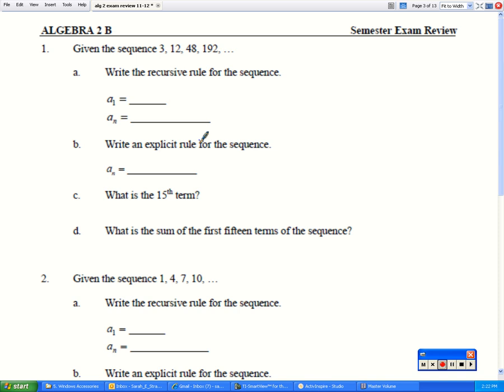Okay, so we're going to start going through the exam review. We're just going to start with number 1. Number 1 is a problem about a sequence, and we're going to look at our sequence first, and we are going to write a recursive rule for it.